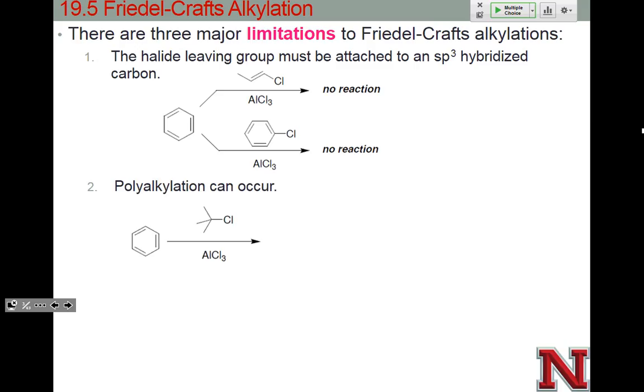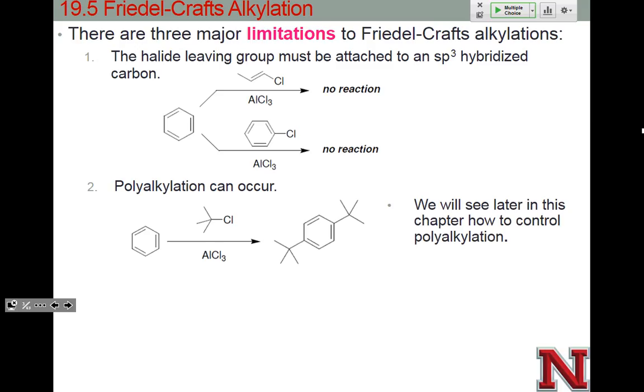Another limitation is once we add one group, polyalkylation can occur. And sometimes it's hard to stop. We can control that by the amount of alkylating agent we're adding. Concentration can definitely help. We're going to talk about why polyalkylation occurs in the next couple of slides. So we're really going to look at that. But right now, just polyalkylation can occur. You have to be careful.